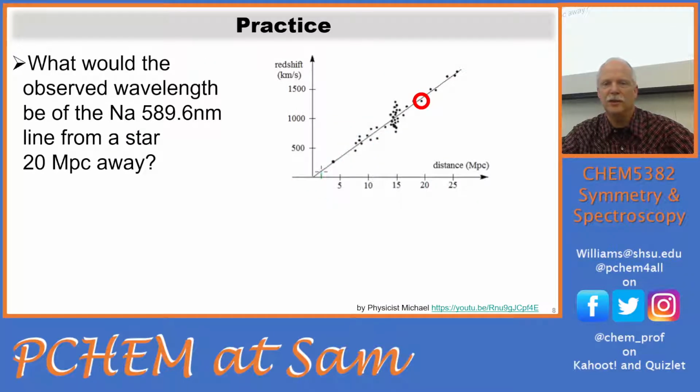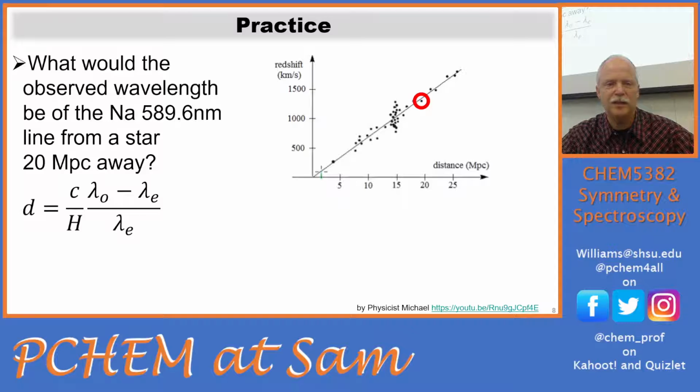So let's practice on one. Let's do a calculation. So if we pick that one at 20 megaparsecs away, what would be the observed wavelength of the sodium line from that star? So we know that the Earth wavelength is 589.6 nanometers for the strong line. Where would it be? So we have all of these constants that we know. We know the Earth wavelength. That's this one. We know the speed of light. We know the Hubble constant, and we want to solve for this. And we know it's 20 megaparsecs.